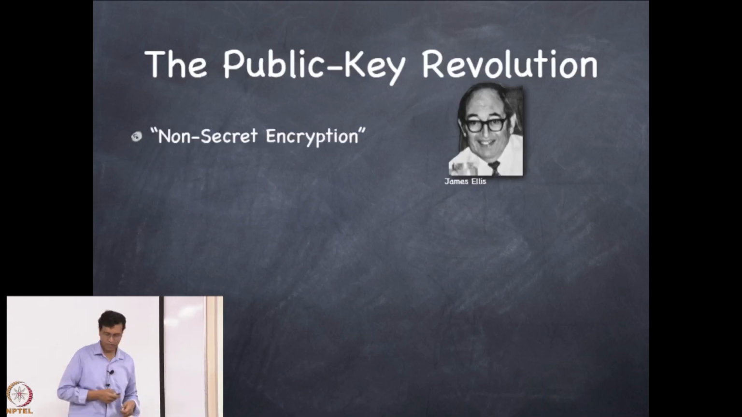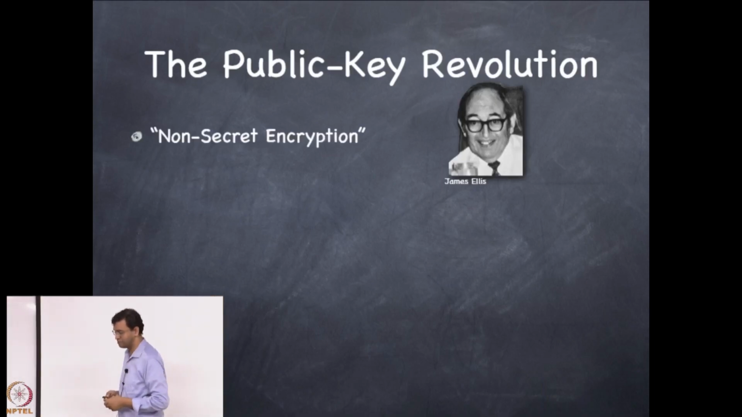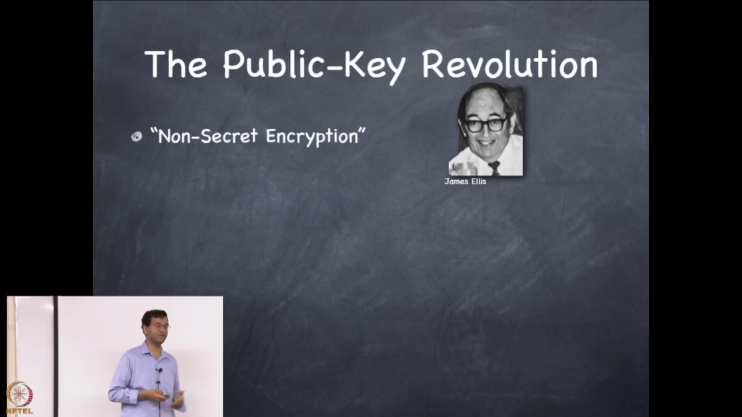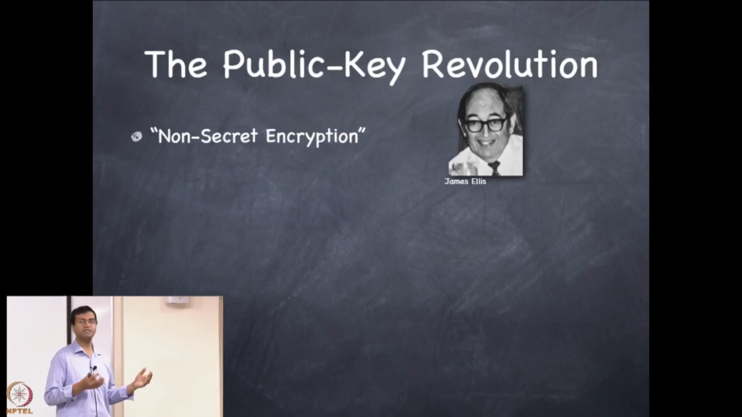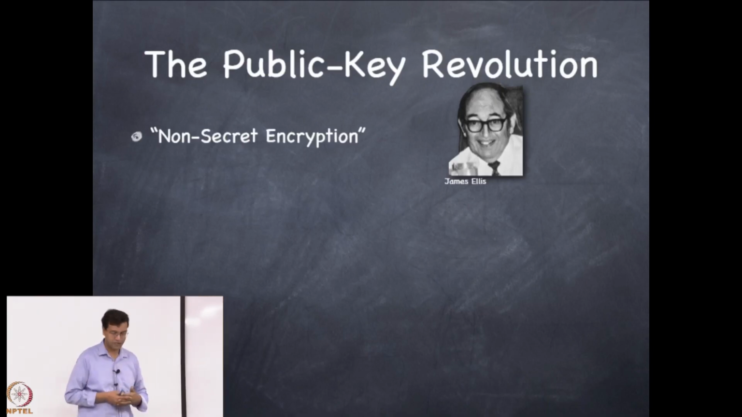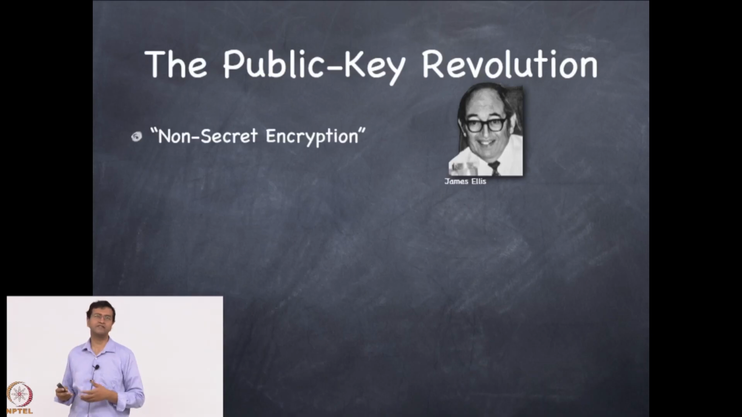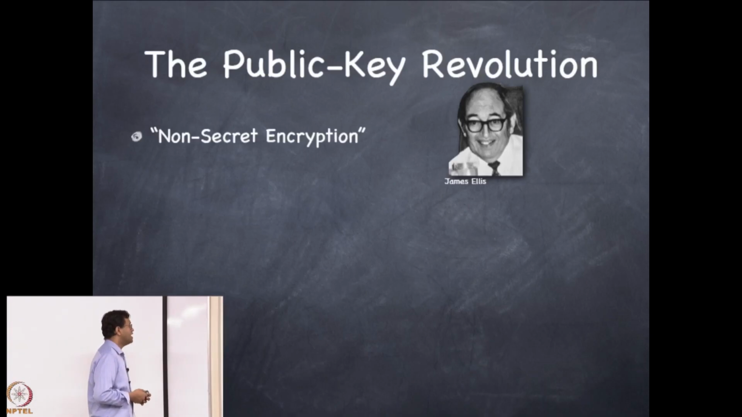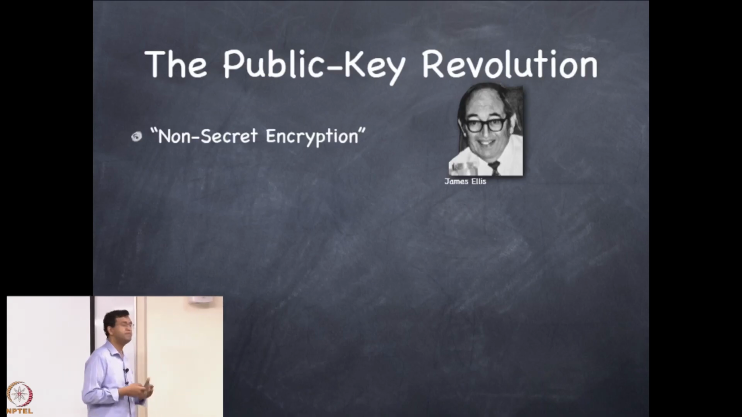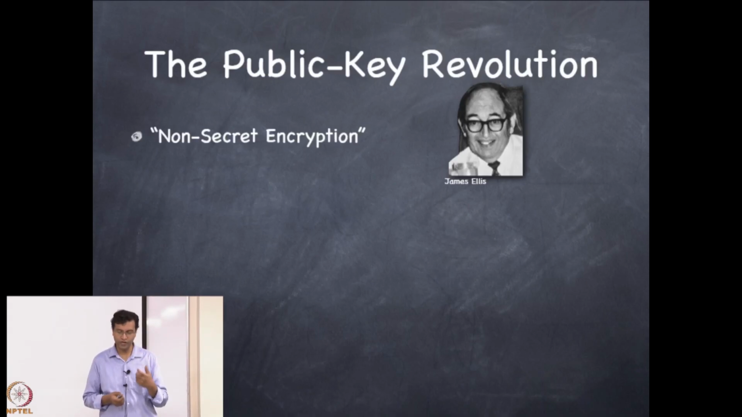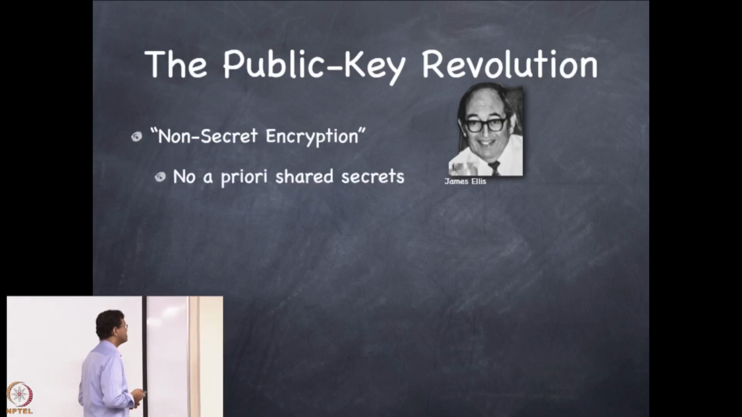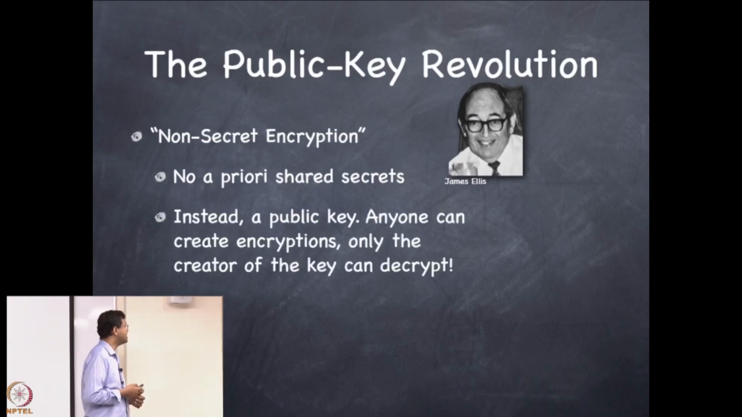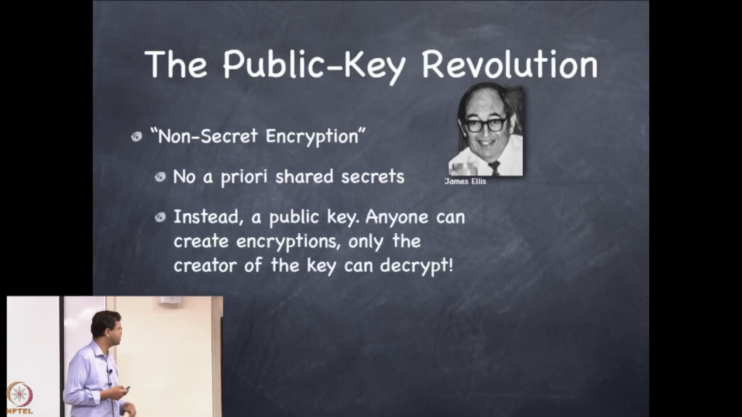Among other people, there's someone called James Ellis. You wouldn't have heard of him; in fact, most people wouldn't have. Just some scientist at this place called GCHQ, the British intelligence agency, Government Communications Headquarters. He had this idea that maybe you could do something where you don't need to share a secret ahead of time. But he didn't know how to do it.